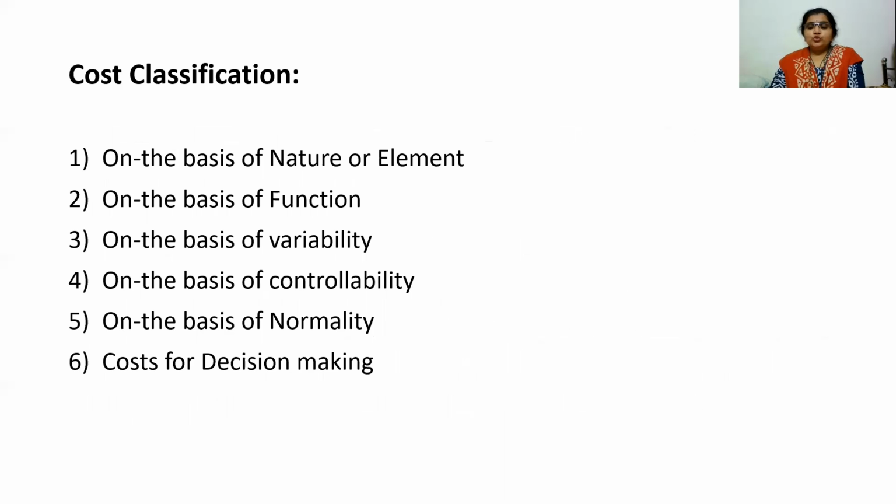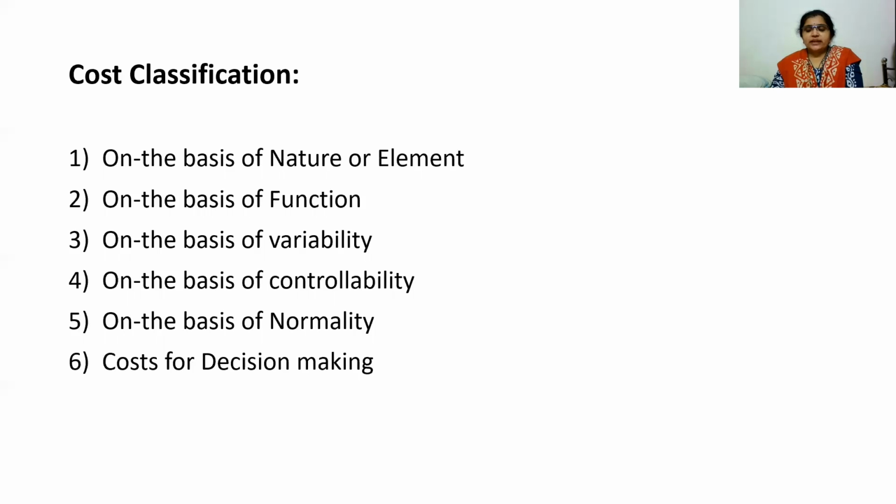Then we need to move towards the exact topic of this session, that is cost classifications. Here, cost classifications will be understood on the basis of different parameters. Those are on the basis of nature or element, on the basis of function, on the basis of variability, on the basis of controllability, on the basis of normality, and on the basis of decision making.